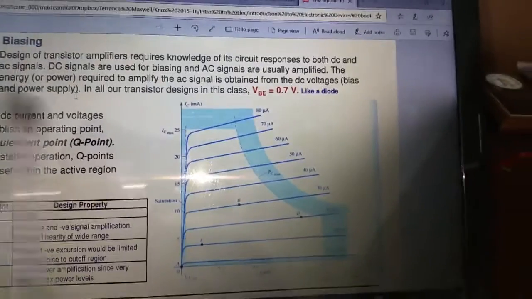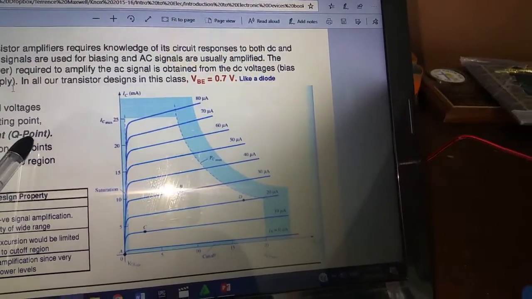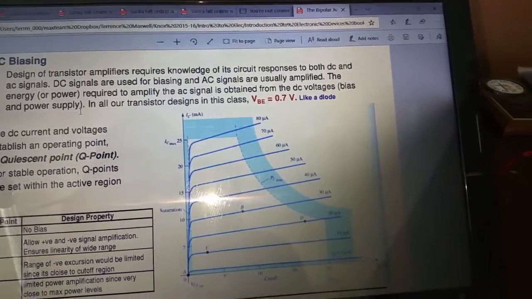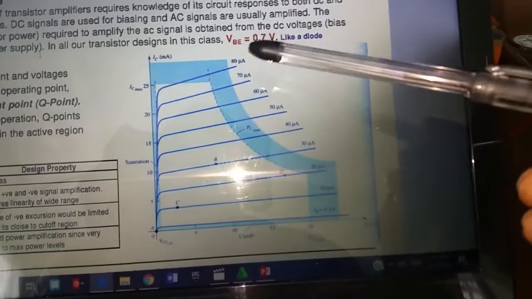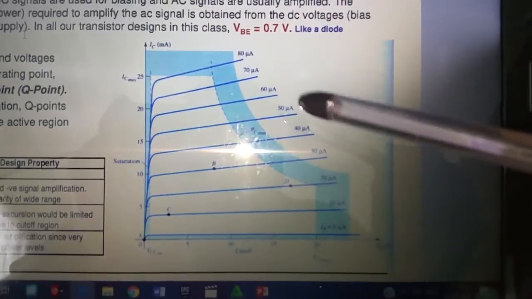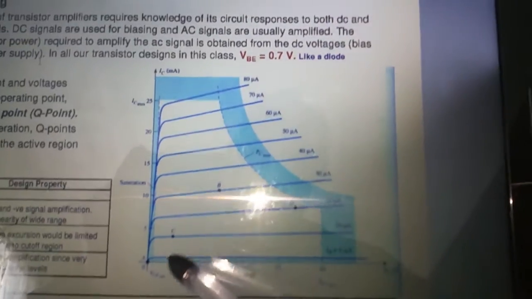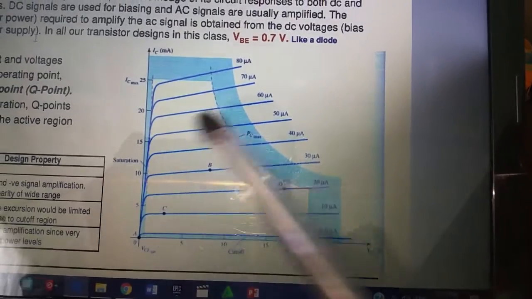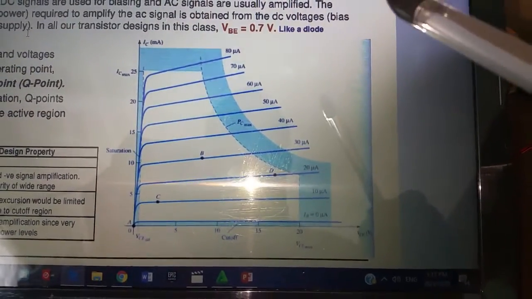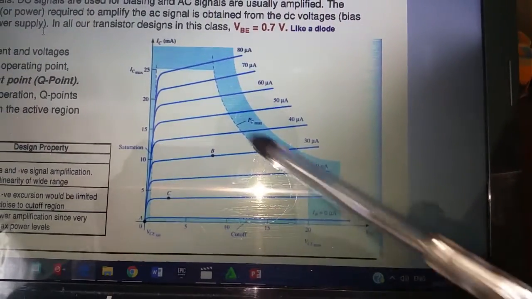Alright? So we're saying now the DC current and voltages establish an operating point, which is the Q point, the quiescent point, for stable operation. Q points are set within the active region. So when we say active region, remember when we look at the characteristic curve, realize that the characteristic curve has different regions, where this section is referred to as the active region. Down this section is called the cut-off region, and here is the saturation region. So to bias, to make the transistor work, especially as an amplifier, we have to bias. The Q point has to fall somewhere within the active region.